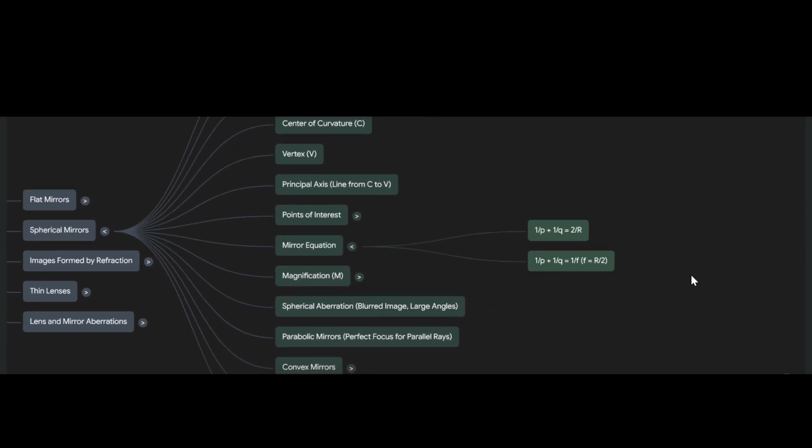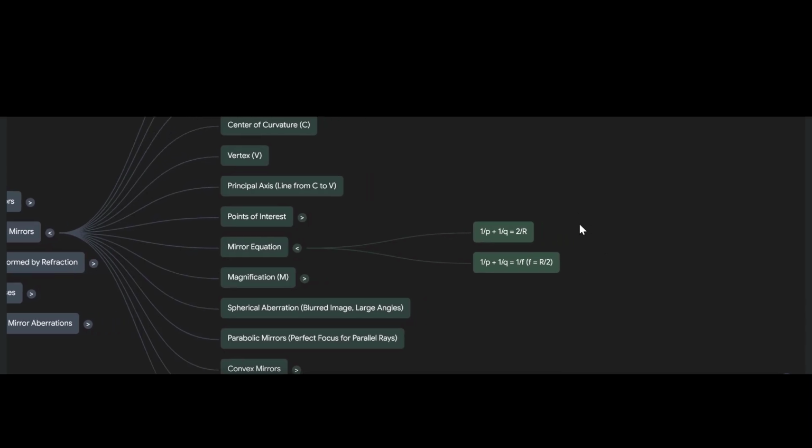Yes, there is. It's fundamental. It's called the mirror equation. 1/P + 1/Q = 2/R. That connects object, image, and the mirror shape. Precisely. It lets you calculate where the image will form.